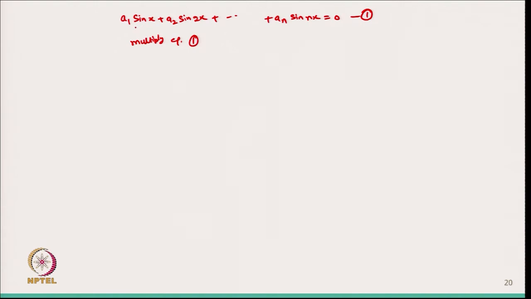So here I am having the sin x, so multiply equation 1 with sin x and integrate with respect to x. So what I will get? I will get a1 integration from minus pi to pi, so I am taking the integration from minus pi to pi, and x belongs to this one.